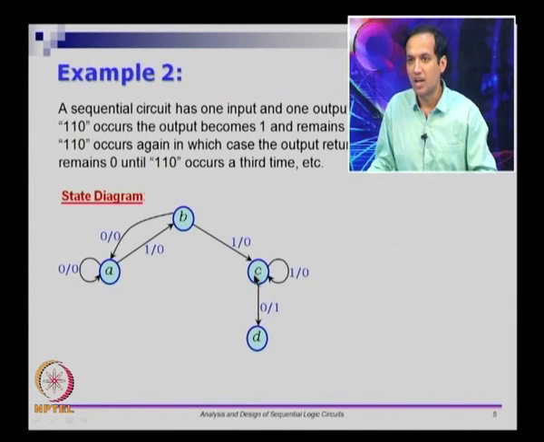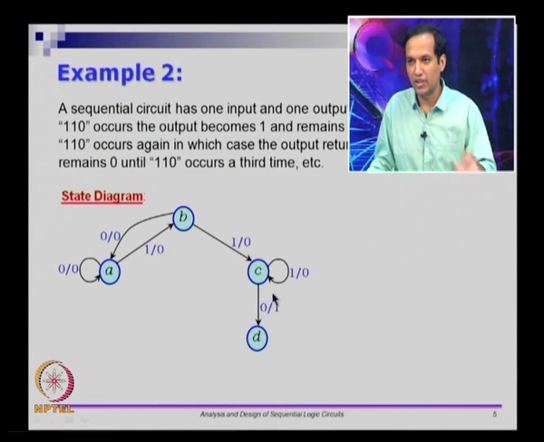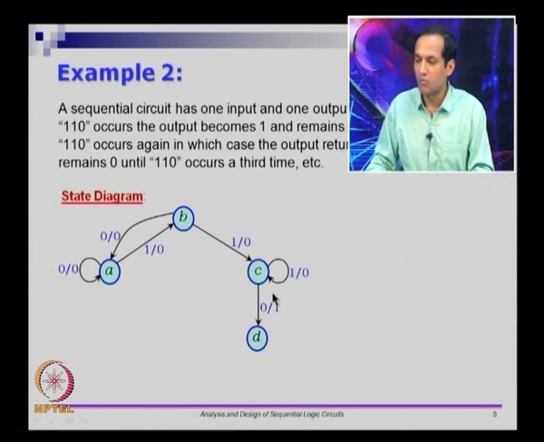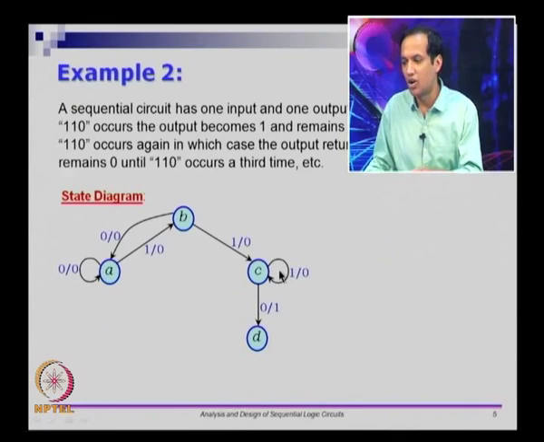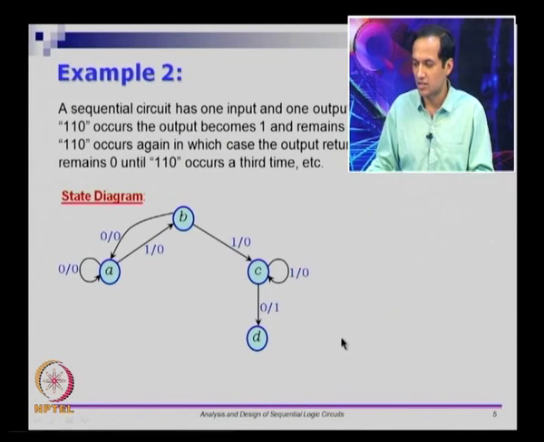So this state means I got 1 1 and I am expecting a 0. If I get another 1, it is only shifted by one more position. So it still got 1 1, you are still expecting a 0, so you can stay back here. Now you have produced an output of 1 for this transition, however.